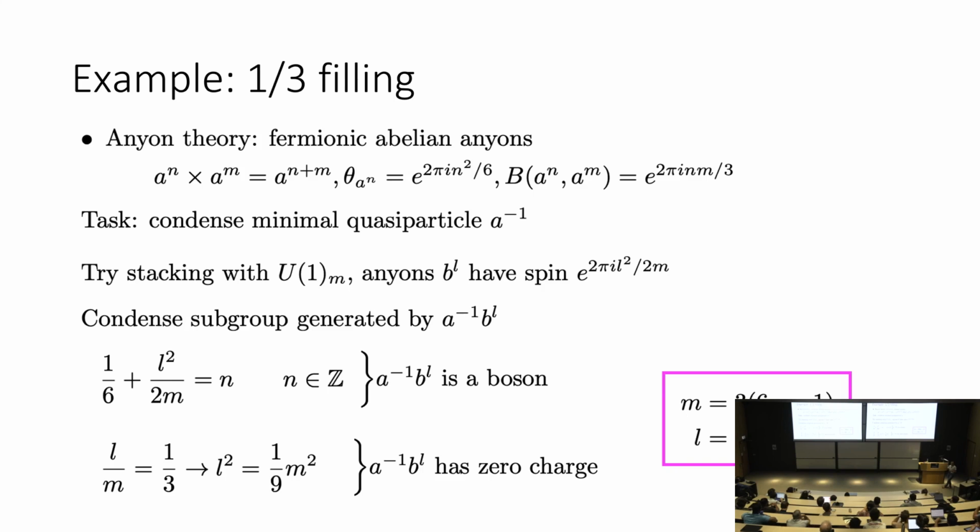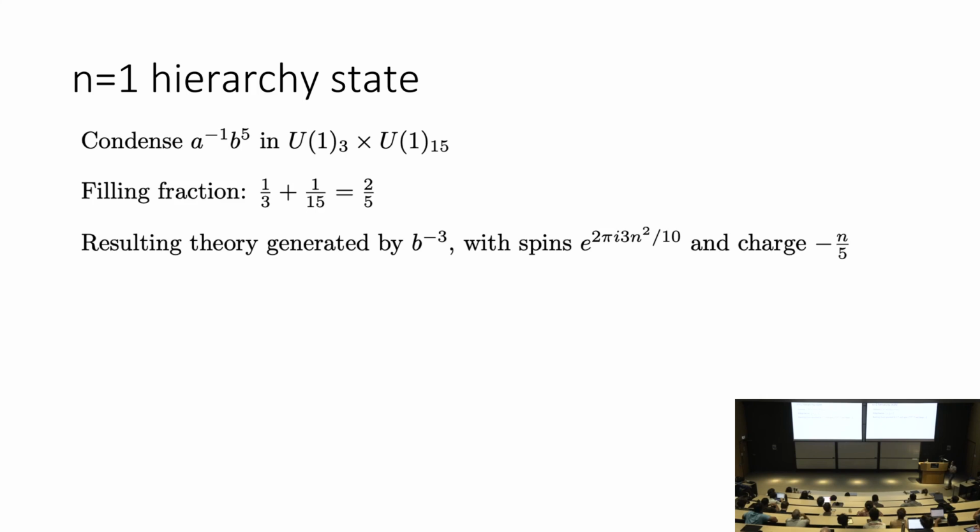So if we choose the simplest possible theory, which is choosing n equal to 1, so we have U1 on level 15, we precisely recover this 2/5 filling fraction, and the same anyon theory that we had earlier from this effective field theory approach. And you can show that for any parent abelian state, this also produces the Haldane-Halperin hierarchy.